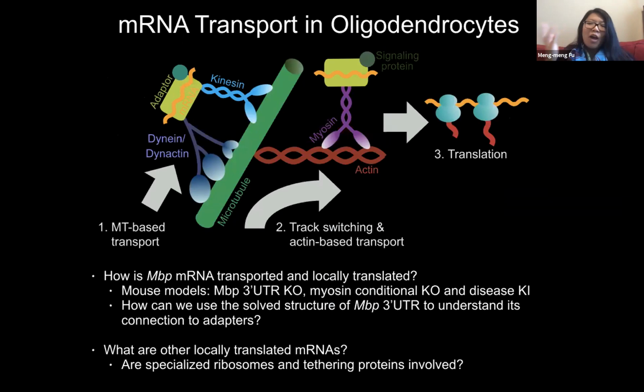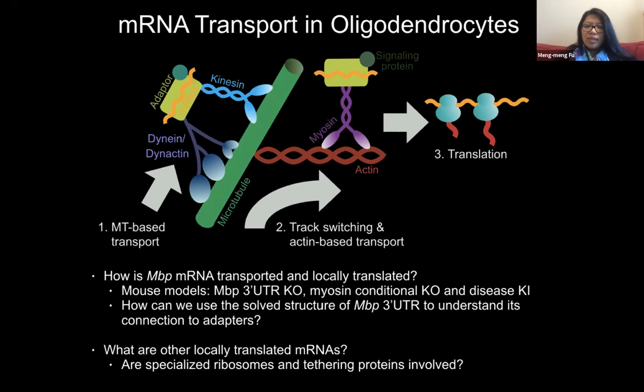In addition, my ongoing interest, which is actually my primary project as a postdoc, is on mRNA transport in oligodendrocytes. And there we've worked out that this is a process that involves microtubule-based transport by dynactin, dynein, and kinesin. This work was published in PNAS several years ago, but there's also contribution from actin-based myosin motors. And then this is finally followed by local translation of MBP, which is the mRNA cargo that I study. And we now have three mouse models to study this process, a 3' UTR knockout, and a myosin conditional knockout and knock-in that mimics a human disease.